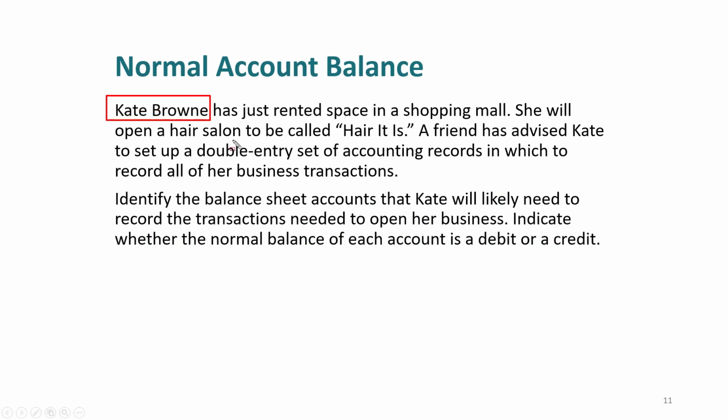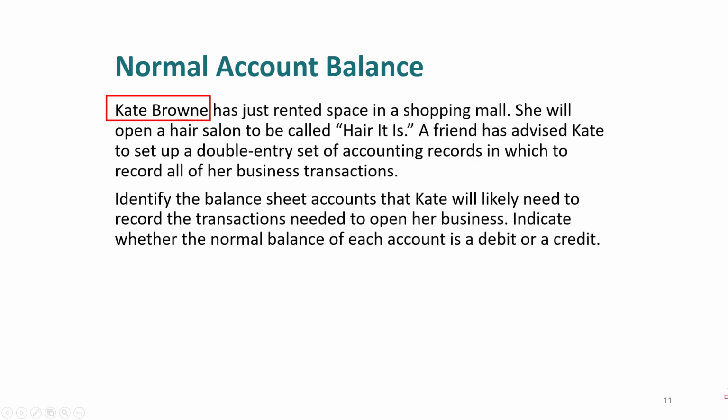Kate Brown has just rented space in a shopping mall. She will open a hair salon to be called Here It Is. A friend has advised Kate to set up a double entry set of accounting records in which to record all of her business transactions.